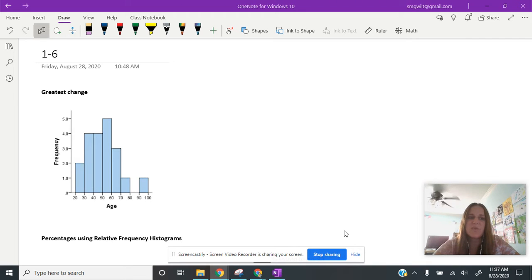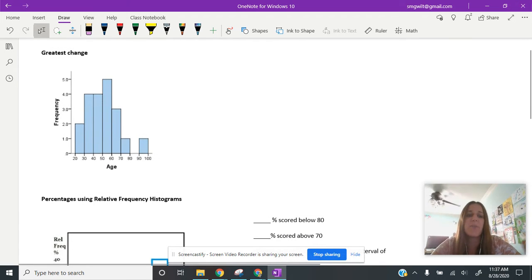Okay, so in 1.6, we're describing and comparing data with histograms. There are a couple things that I wanted to go over that I felt weren't well addressed in the video compared to what was in the quiz. One of those things is talking about greatest change and how I identify where the greatest change occurred. If I'm looking at the different bars, I can tell the change between the bars by the gap.